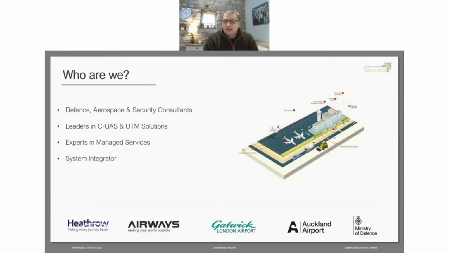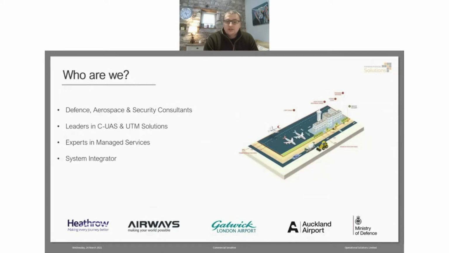If we were to take a step back away from counter drone, Operational Solutions sits within a few different verticals, including UTM, which is unmanned traffic management, and ground-based air defense. Throughout all of those we offer simulation, consultancy, and also training. We offer that to the aerospace, defense, and security industries, where we work together to inform them about system integration and how it could be really useful for them.